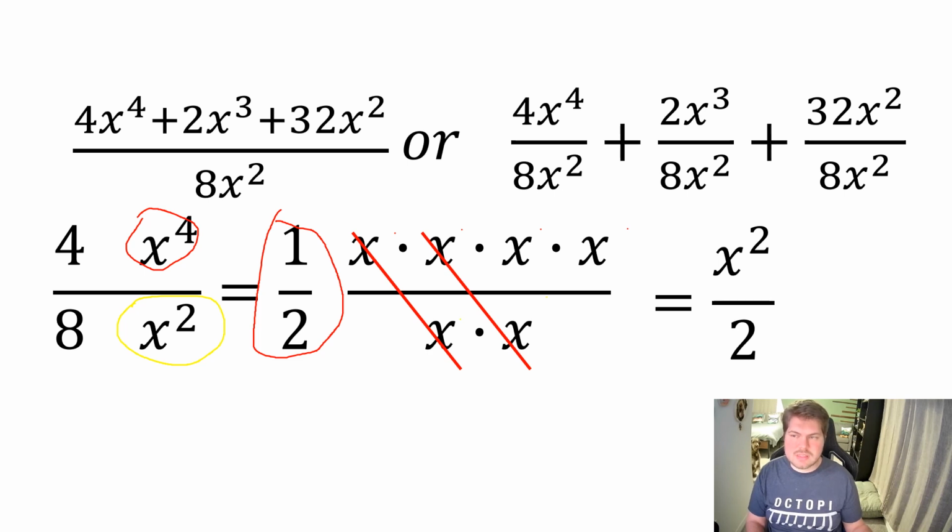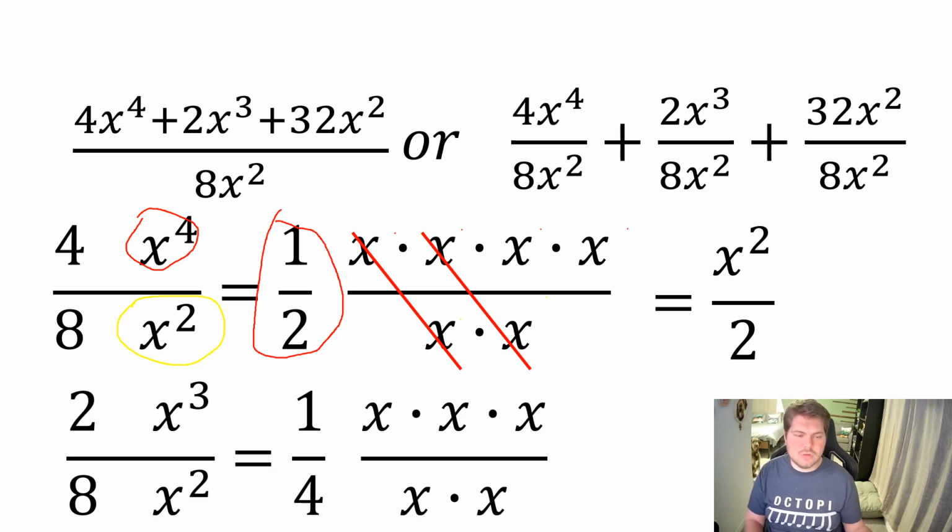Now we're going to do the same idea, but with the 2x to the 3rd divided by 8x squared. Now, 2 divided by 8 is 1 over 4, and then x to the 3rd is the same as x times x times x, and x squared is the same as x times x. So again, we can cancel 2 x's from the top and the bottom, leaving us just with x over 4.